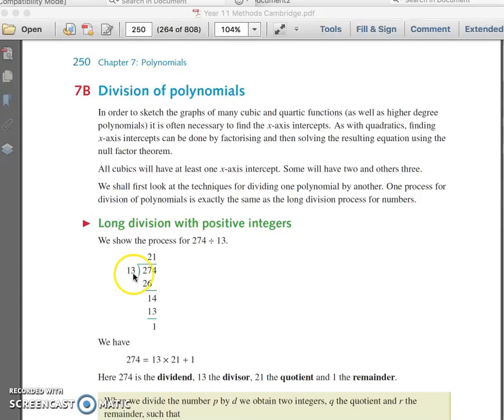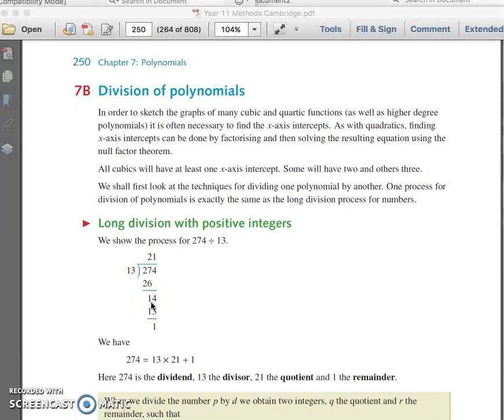First step is 13 fitting into 2. Can't do it at all, so we'll go 13 fitting into 27. Also thinking about this as 27 divided by 13. The answer is 2. It fits in 2 times. It doesn't fit in perfectly though. 2 times 13 is 26. And so when we do 27 take 26, we've got 1 left over.